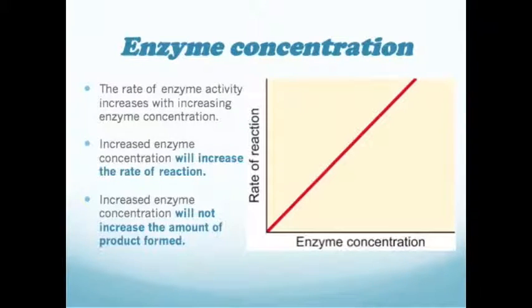So the next factor affecting enzymes is enzyme concentration. If we have unlimited reactants and we increase enzyme concentration, the rate of reaction will subsequently increase in a linear fashion. Increased enzyme concentration will increase the rate of reaction if you have enough reactant.